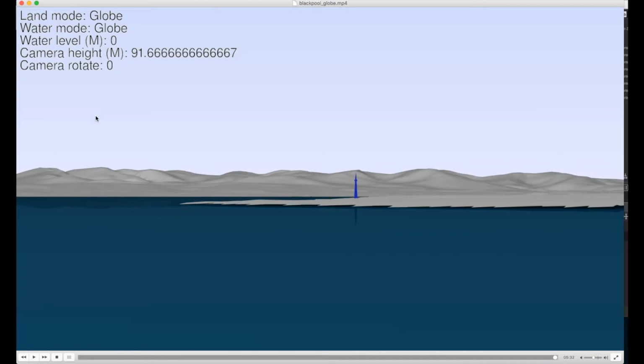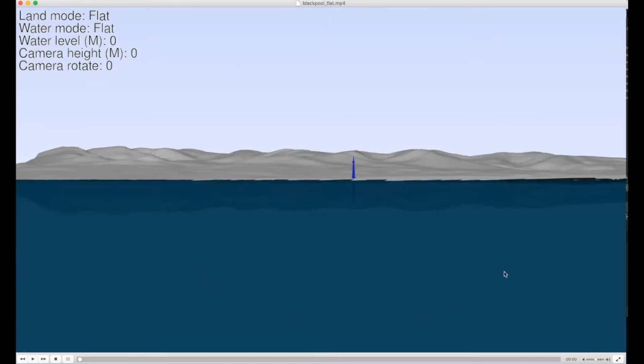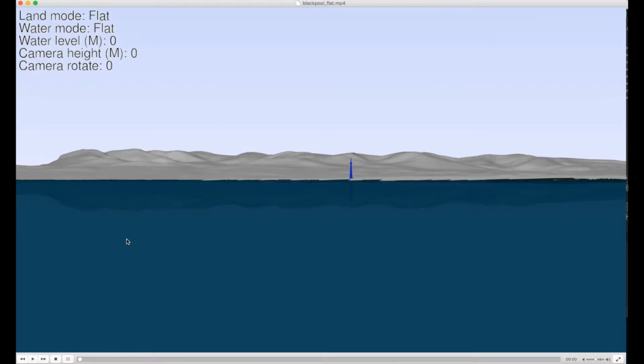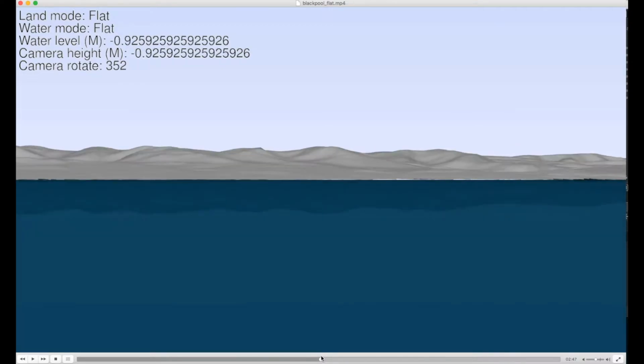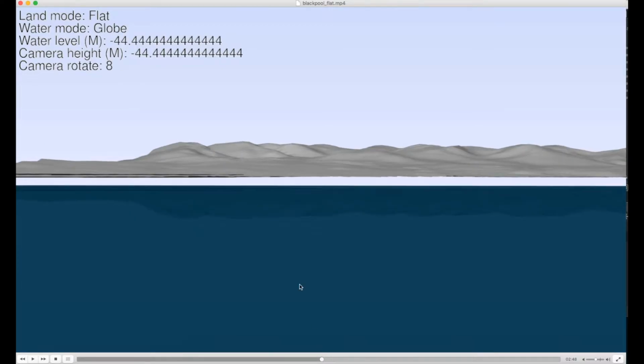I do the same thing for the flat Earth. Here I do the exact same rotation and water level adjustment for the flat Earth. The primary difference is I start off with flat land and flat water. Then halfway through, I switch from flat water to globe water. And here you can see that it instantly changes the gap between the land and the water.